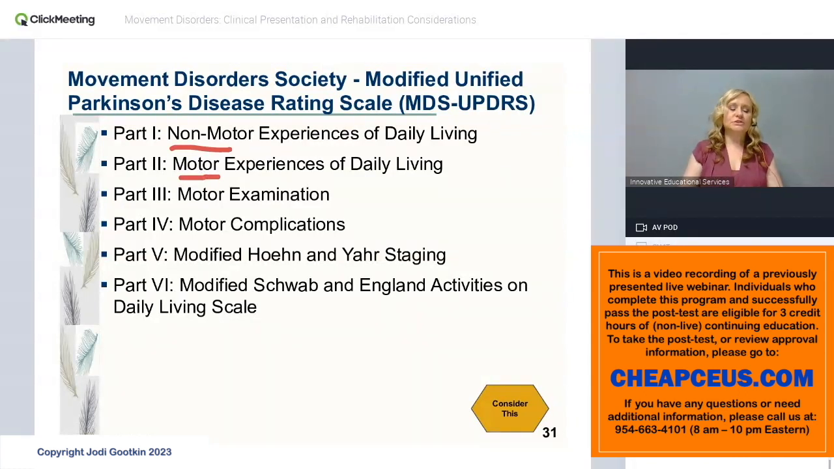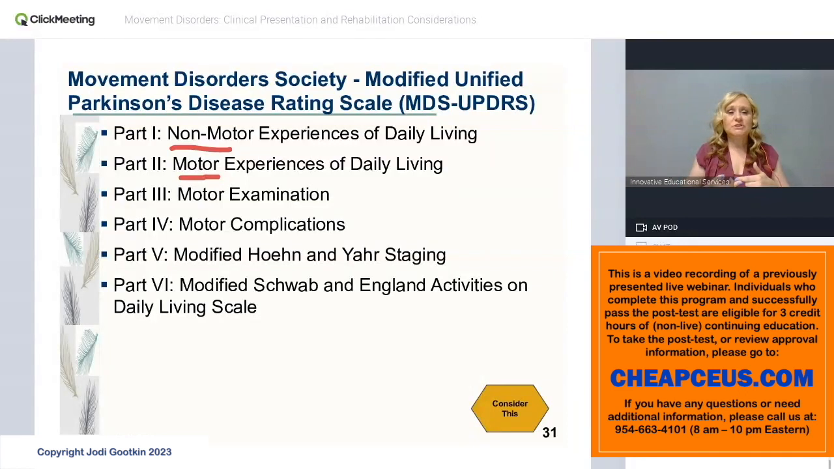So this new tool is going to have specific aspects of assessment for the non-motor components of hallucinations, apathy, mood, sleep problems, urinary challenges. So all those things that we already discussed, to gather information on that, and then also look at motor components, typical that we would look at in terms of tone, freezing of gait, etc. The component of motor examination is in there, as well as complications for patients.